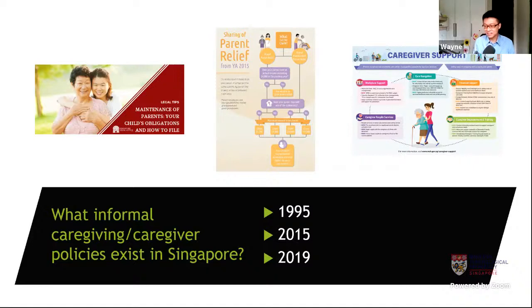Third one, now this is the current or the newest one on the right side, the caregiver support plan. This is put up by the Ministry of Health, supported by the Agency for Integrated Care. Essentially, there are five prongs there. You can see care navigation, financial support, caregiver empowerment and training, caregiver respite services, and workplace support. So far, among the various caregiving plans, it seems to be the most comprehensive yet. Announced in early 2019, it came into effect in the later half of 2019.